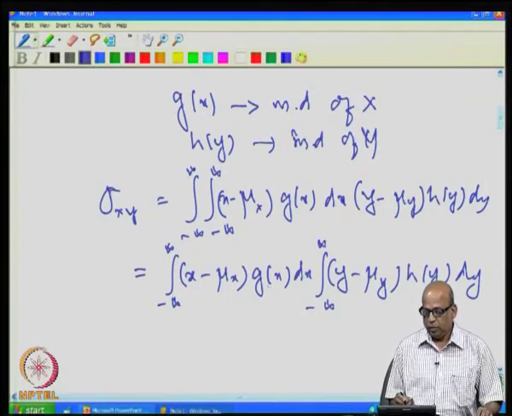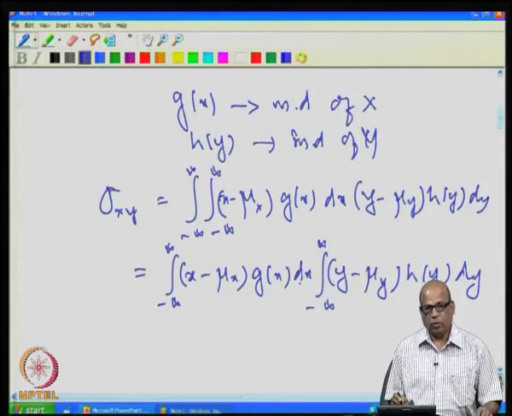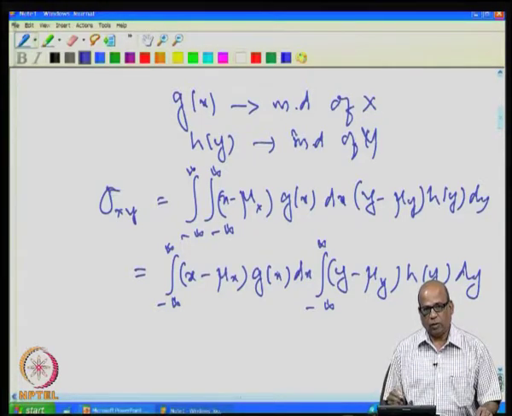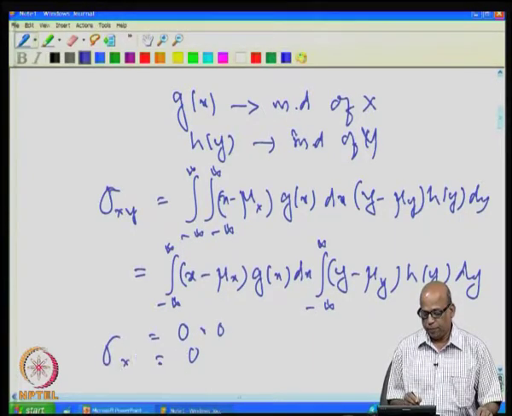Can you recall this integral? For example, I will write this as the integral from minus infinity to plus infinity of x into g x dx. What is x into g x dx? That is mu x itself, minus mu x into the integral from minus infinity to plus infinity of g of x dx. What is that? It will be equal to 1, because g of x is the probability density function, and therefore, this would be mu x minus mu x itself, that will be equal to 0. Similarly, this would be mu y minus mu y itself, that will be 0. So, sigma x y will be equal to 0.